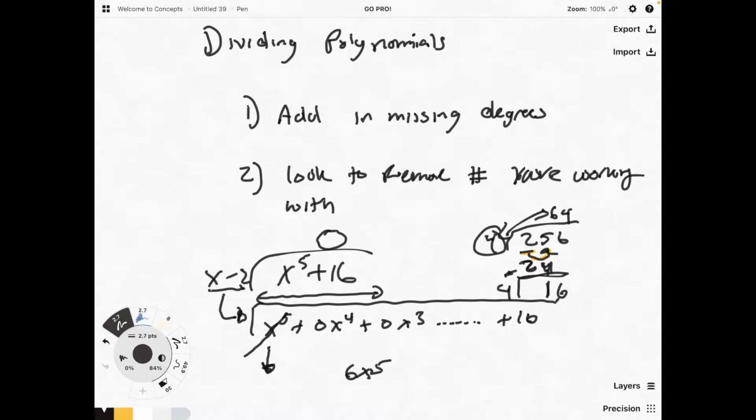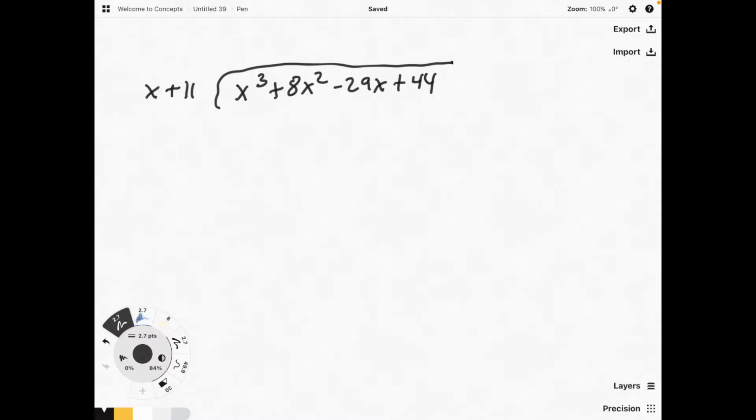Long division with polynomials is exactly the same thing. So if you understand how to do that, then you'll understand how to do these. Okay, let's look at our first problem. In our first problem, we have x cubed plus 8x squared minus 29x plus 44, and that is going to be divided by x plus 11.